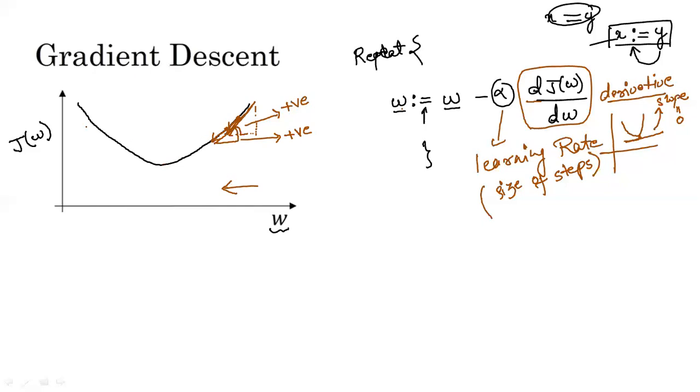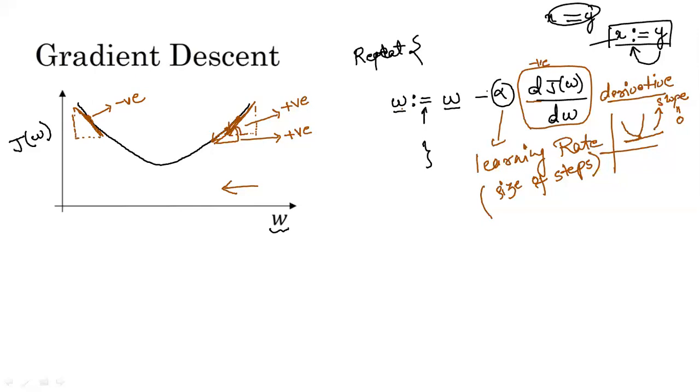Okay, now take another example. Suppose that I am here on this curve and I draw a tangent through this point. This is my tangent and I want to find the slope of this tangent. The slope of this tangent drawn here would be of the negative sign, so this derivative would be negative in this case.